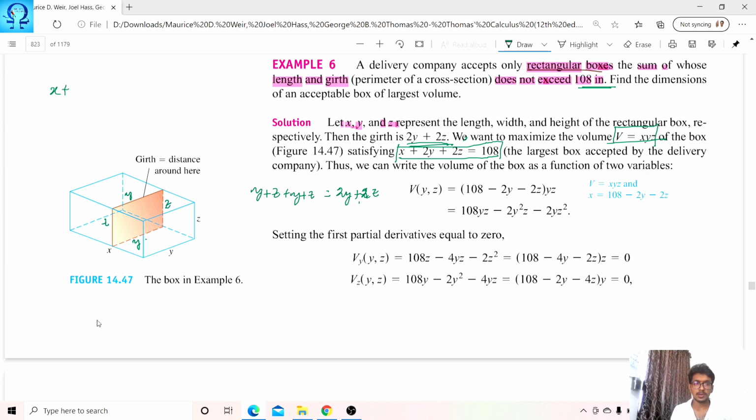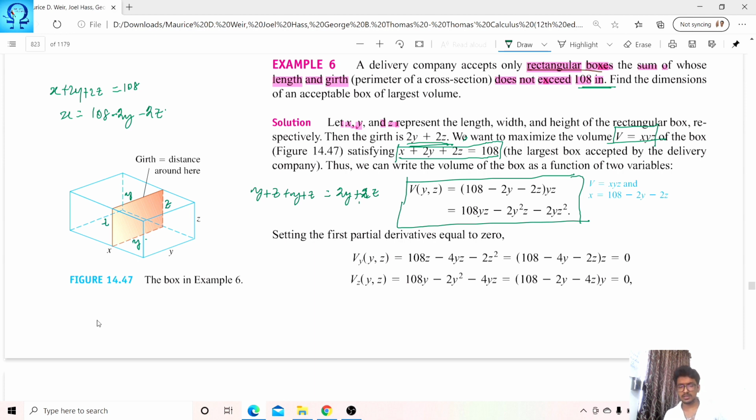So we have x plus 2y plus 2z equals 108. From this, your x is 108 minus 2y minus 2z. Okay, so if we substitute that into it and make some simplifications, you get this one. And we differentiate this with respect to y and then with respect to z and equate this to 0.